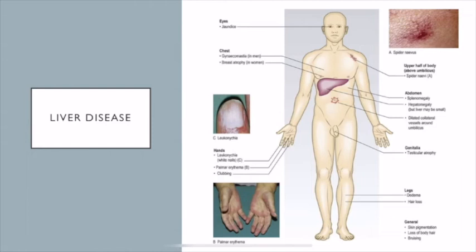Then there's a picture of leukonychia, which we mentioned already, again due to hypoalbuminemia. Palmar erythema, there's a picture down there of that, which again can happen in pregnancy. It has to do with the hormonal processing of the liver and the fact that it can't do that job very well. And then occasionally clubbing. You'll see testicular atrophy in the genitals, hair loss and edema in the legs.